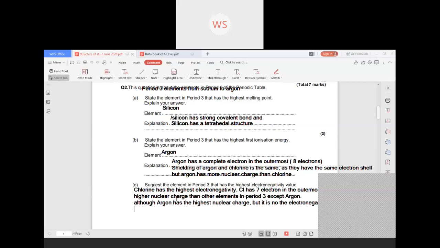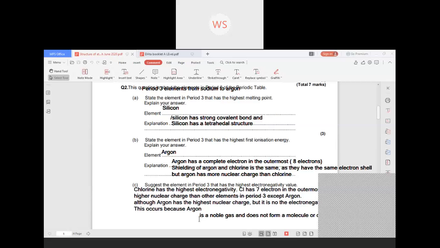Then this occurs because argon is a noble gas and does not form a molecule or compound. Okay, so it does not form molecule or compound.